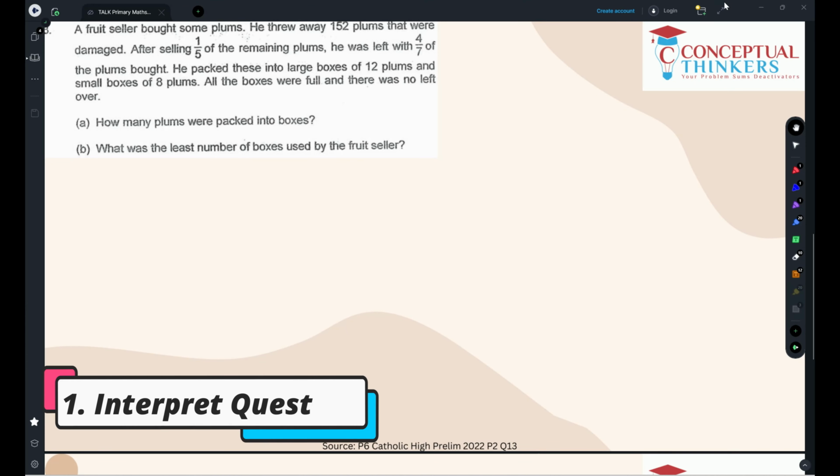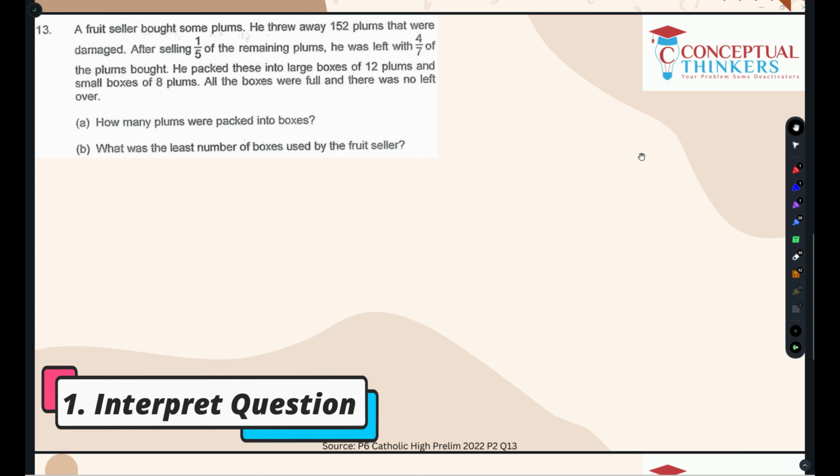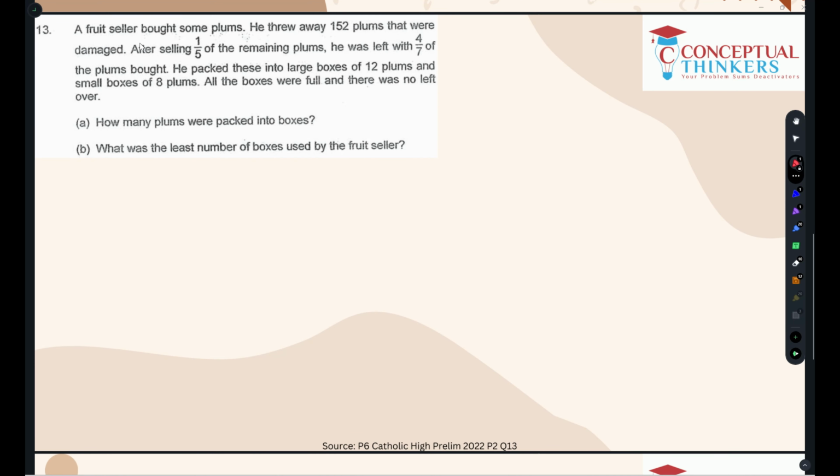First, we need to interpret the question. A fruit seller bought some plants. He threw away 152 plants that were damaged. After selling 1/5 of the remaining plants, he was left with 4/7 of the plants bought. Now he packed this into large boxes of 12 plants and small boxes of 8 plants. All the boxes were full and there was no leftover.